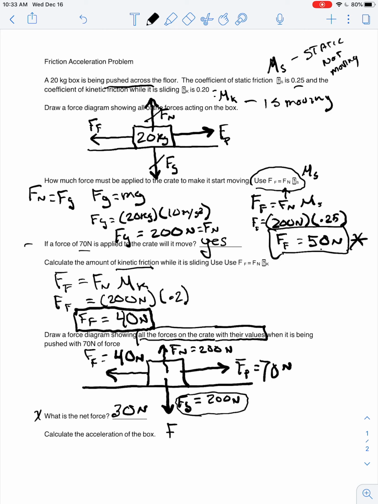And then it wants to know the acceleration of the box. So remember, we just do F equals ma. My net force is 30. My mass is not 200, it's 20. 20 kilograms times a. And I divide by 20, and I get 1.5 meters per second squared should equal a.